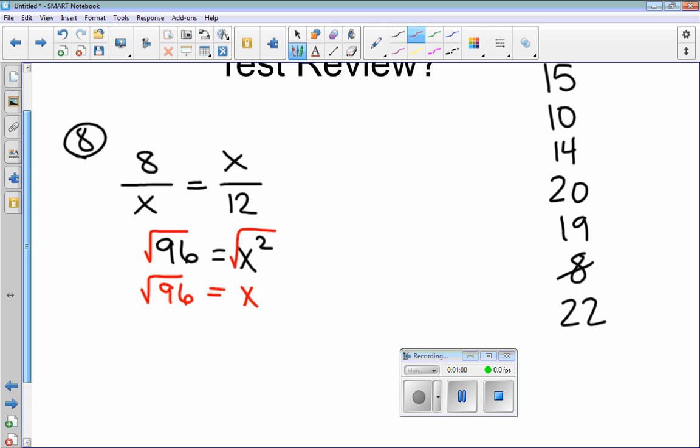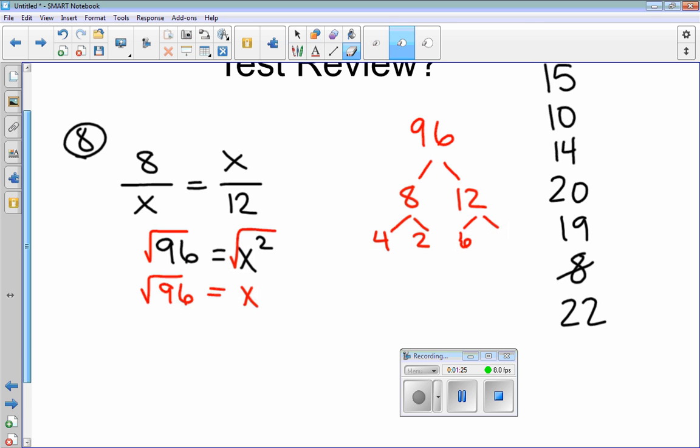So I'm going to take 96, I'm going to make a little factor tree. What are some numbers that go into 96? Well, 8 and 12. Let's use the numbers that we multiplied. Perfect. And then we'll just keep going until we get all prime numbers. Factors of 8 are 4 and 2. Factors of 12 are 6 and 2, 4 and 3. It doesn't matter what you pick. Oh, thank you. 6 and 2. And then we'll keep going.